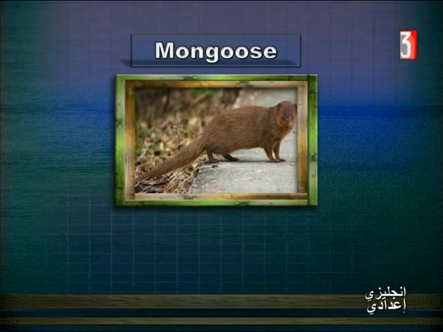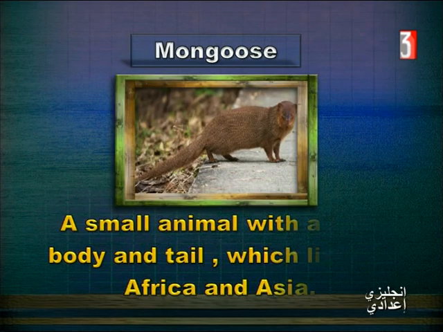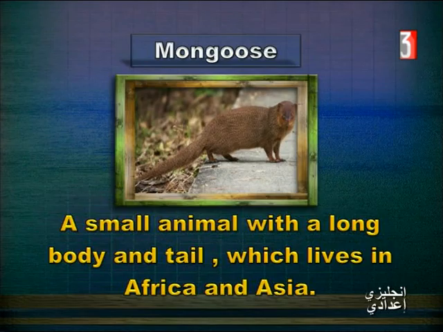We have here mongoose. Mongoose is an animal, a grassland animal. We said before in the last session we talked about caracals. Here we are going to talk about mongoose. Mongoose اللي هو حيوان النمس, my dear students. A small animal with long body and tail which lives in Africa and Asia. So let's watch a video about mongoose. So let's start.